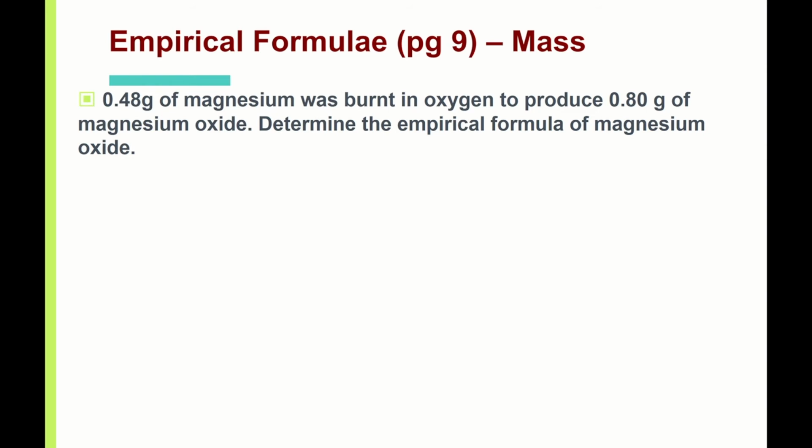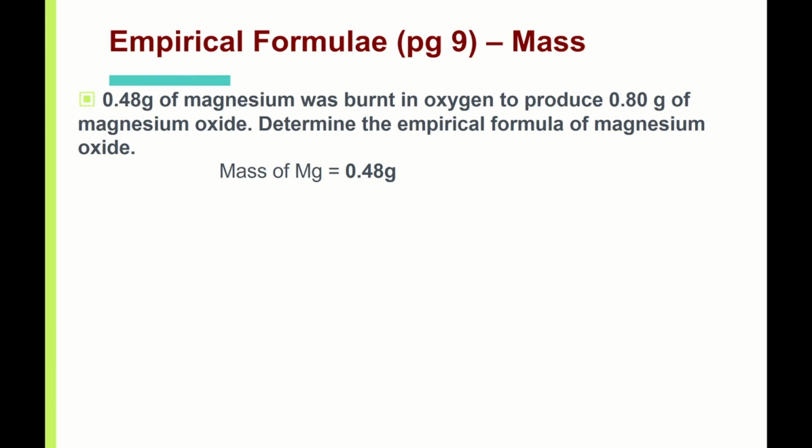Okay, and then they are telling you that this magnesium is being burned in oxygen. So what you need to do, first thing is you need to identify what are the elements. For example, you have magnesium. In this case, you have oxygen. So mass of magnesium is 0.48.